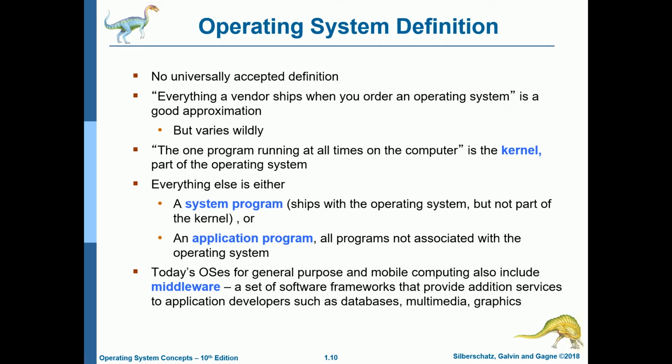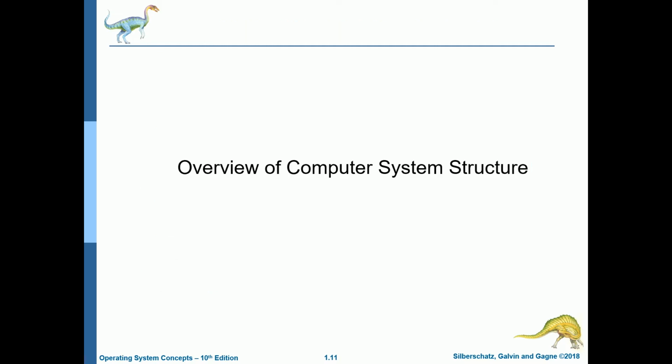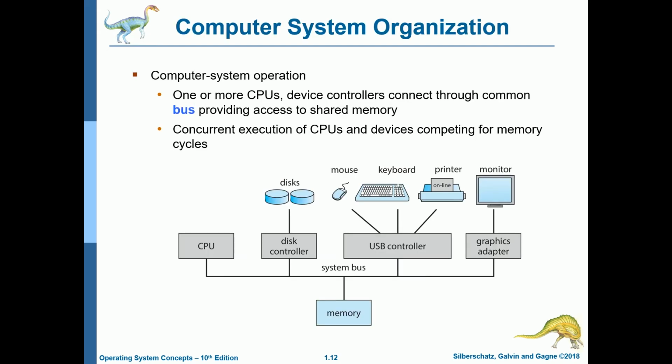Aside from the kernel, you have other things that interface with it, like system programs and also application programs. In a lot of cases, today's modern operating system also includes something called middleware, which is a set of software frameworks that provide additional services to application developers, such as databases, multimedia, and graphics. Now let's take a look at an overview of the computer system structure. As we're better understanding these operating systems, we do need to look at the computer system organization. One thing to keep in mind: all of these different hardware devices share what's called a system bus.